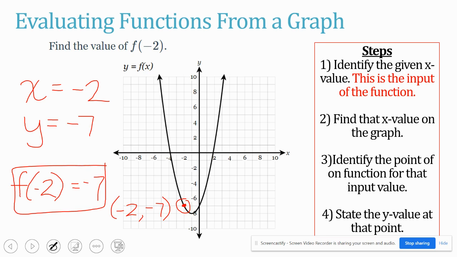So all you have to do is find your input value on the function and tell us what that output value is based on that coordinate.